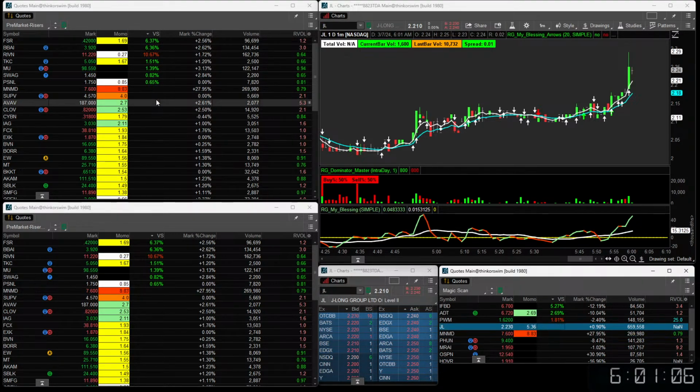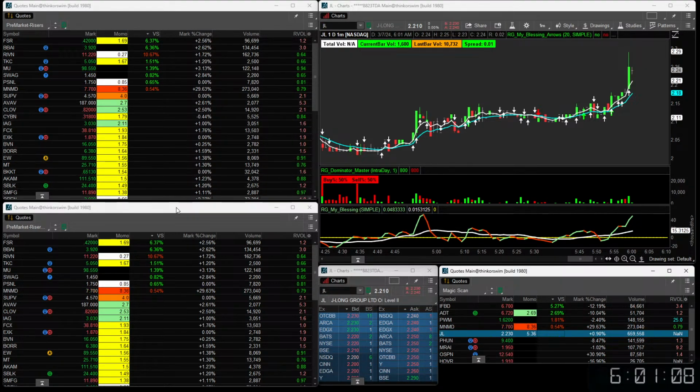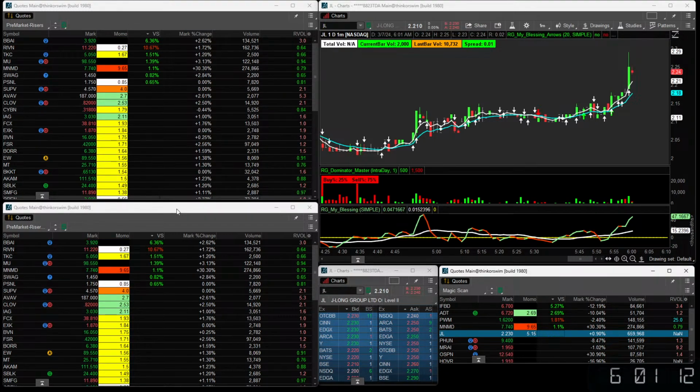Looks like a very soft start for this morning. Usually we have one within the first 5 minutes. We've still got about 4 minutes to go. Let's see if we can get one.